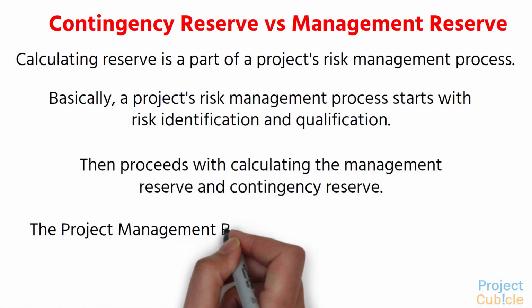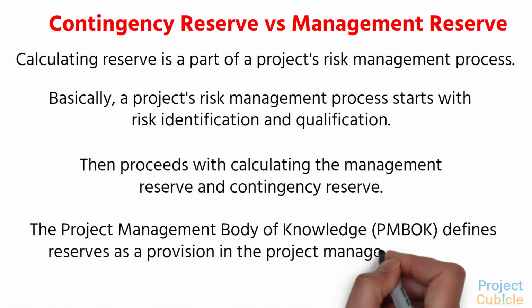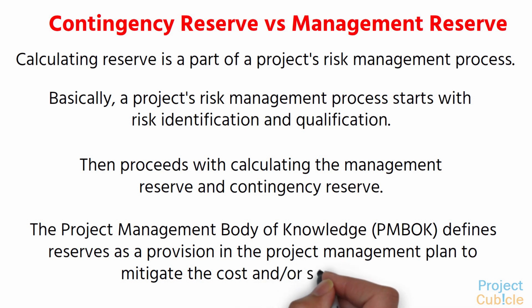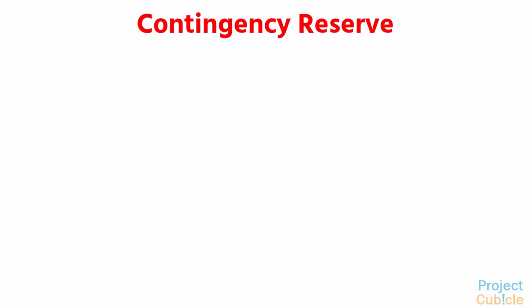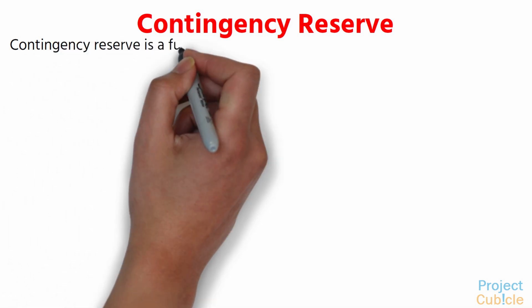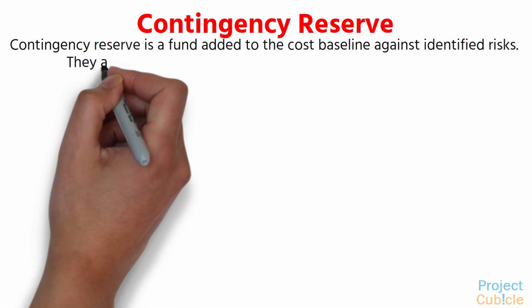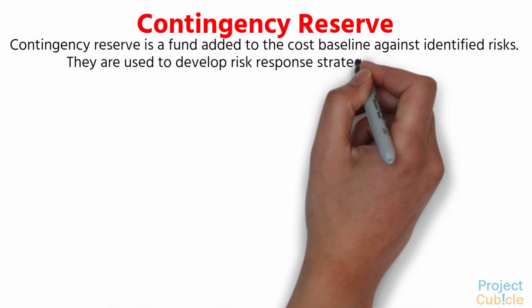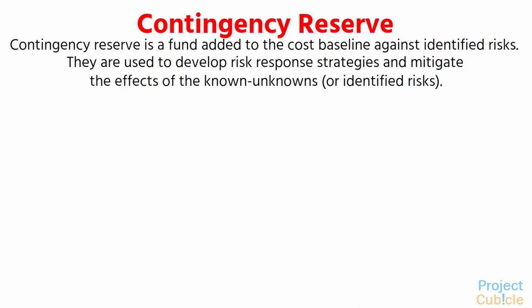The Project Management Body of Knowledge, PMBOK, defines reserves as a provision in the project management plan to mitigate the cost and/or schedule risk. Contingency reserve. Contingency reserve is a fund added to the cost baseline against identified risks. They are used to develop risk response strategies and mitigate the effects of the known unknowns, or identified risks.